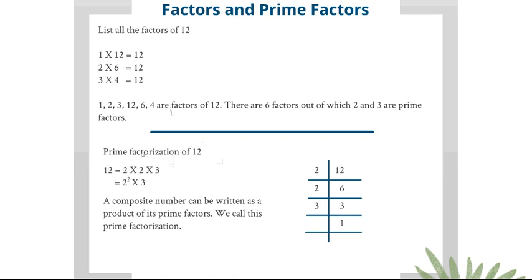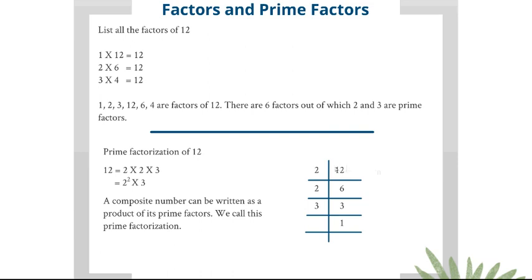Then we look at the second example. It says prime factorization of 12. These two examples are quite different. When they ask for prime factorization of 12, it means that we have to write this number 12 as a product of its prime factors. And you can either use the tree method or the division method to get the answer.